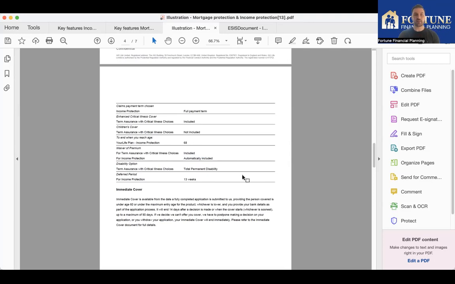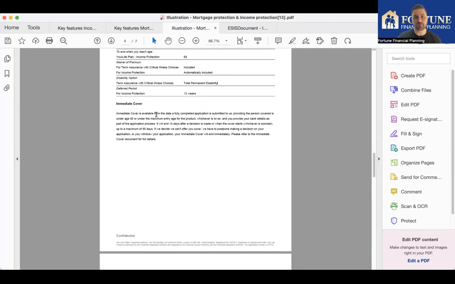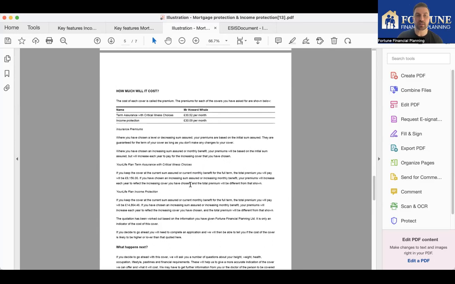And finally, he receives total permanent disability based on his own occupation. If he's registered disabled and he's unable to do his own occupation, it will be classed as a critical illness and it will pay out and clear the mortgage debt for him. So immediate cover is available from the date the fully completed application is submitted to the provider. So what we need to do now is move forward and obtain terms for the client.